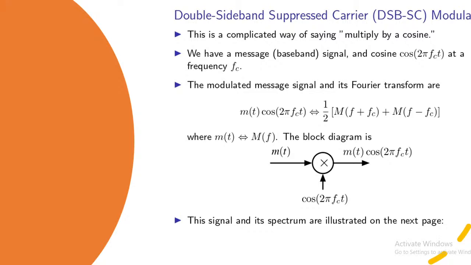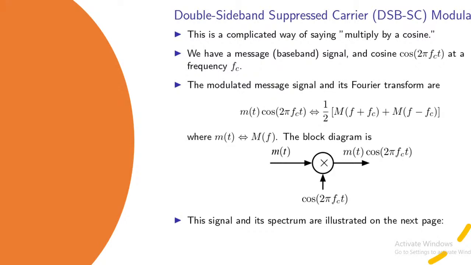Now if you take m(t) cos 2 pi fc t and take its Fourier transform, in the Fourier domain this multiplied signal will be 1/2 [M(f + fc) + M(f - fc)]. What is capital M? Capital M is the Fourier transform of small m. So m(t) is the message signal, and its Fourier transform is capital M(f). If you multiply this with cos, then you will get 1/2 [M(f + fc) + M(f - fc)].